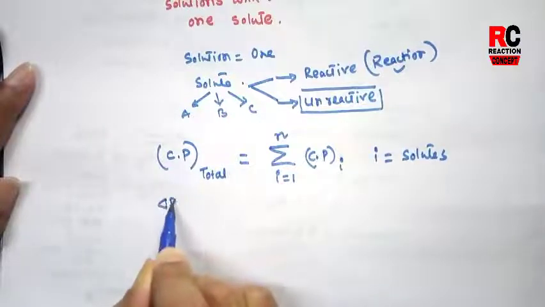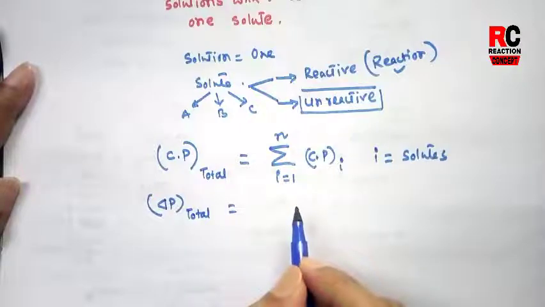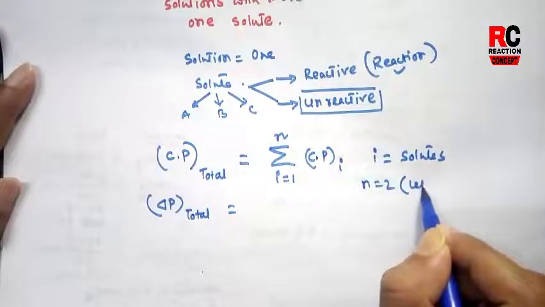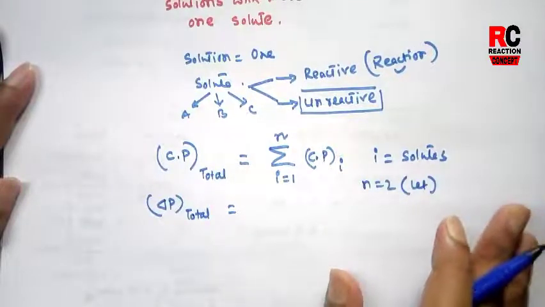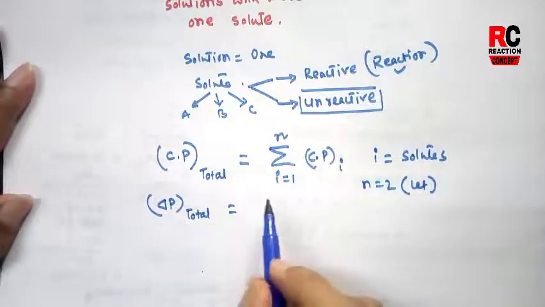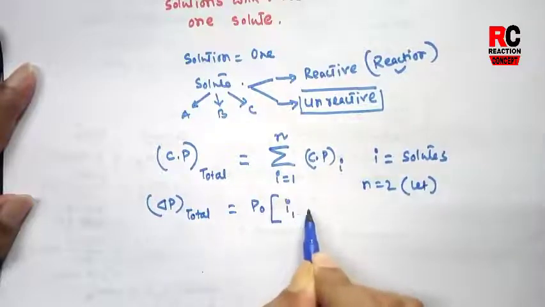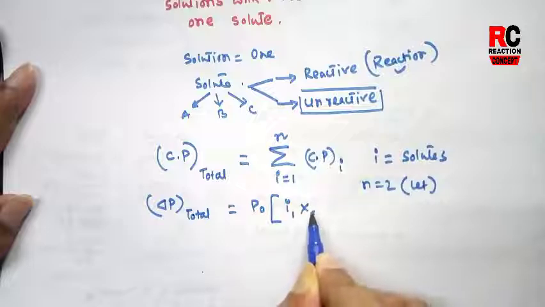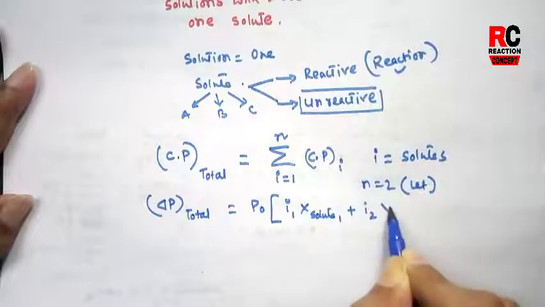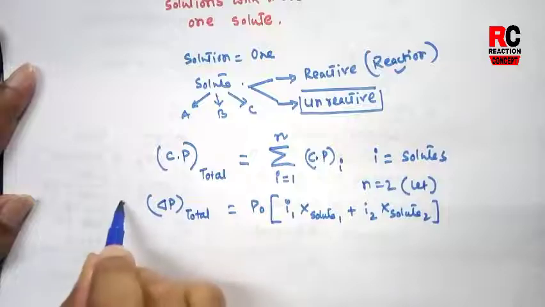For lowering of vapor pressure, the total colligative property for such a solution would be, suppose here we consider n equal to 2, that is, there are two solutes. In such a case, the lowering of vapor pressure of the solution would be P naught times i1 times the mole fraction of solute 1, plus i2 times the mole fraction of solute 2. This is the first.